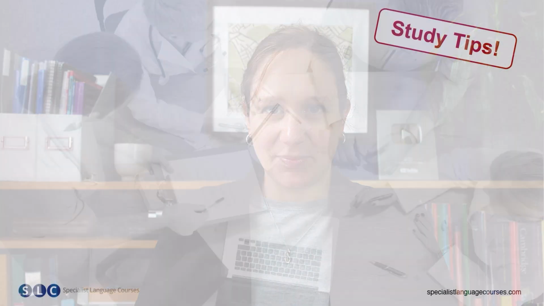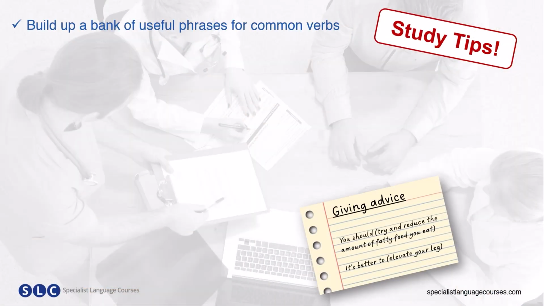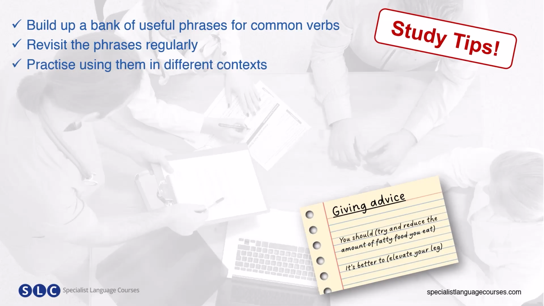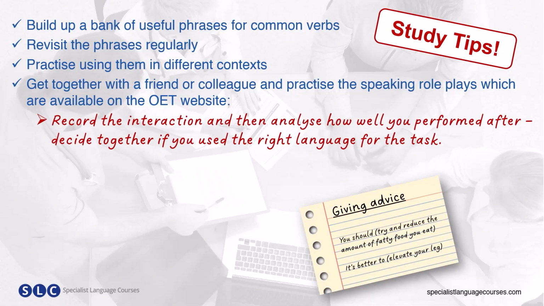So what can you do in your self-study to improve OET speaking? Let me give you a few tips now. Build up a bank of useful phrases for common verbs. Revisit these phrases regularly and practice using them in different contexts. Get together with a friend or colleague and practice the speaking role plays which are available on the OET website. Why not record the interaction, then analyse how well you performed?